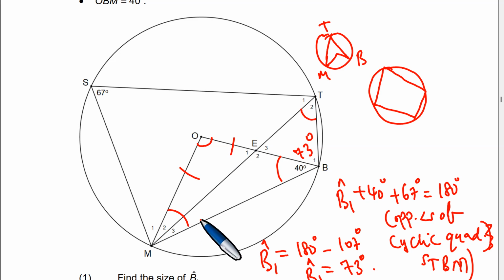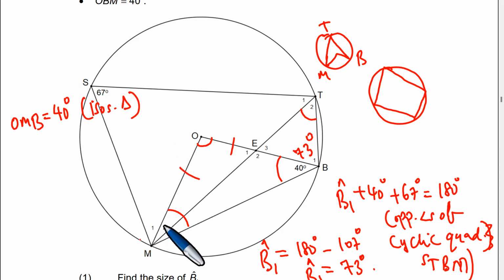Right. First and foremost, we realize that at this point, we have angle OMB. What is angle OMB? Is this one here? It is actually equal to 40 degrees. Why is angle OMB equal to 40 degrees? Because you have the isosceles triangle.